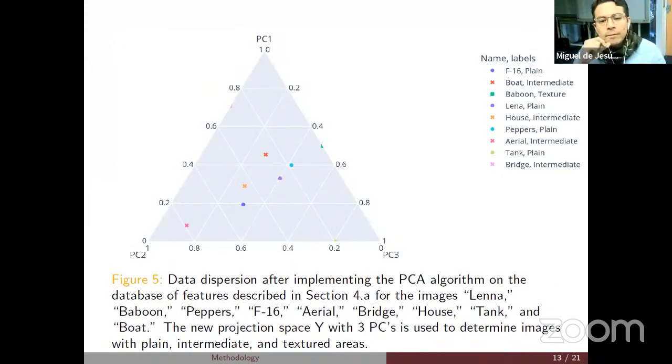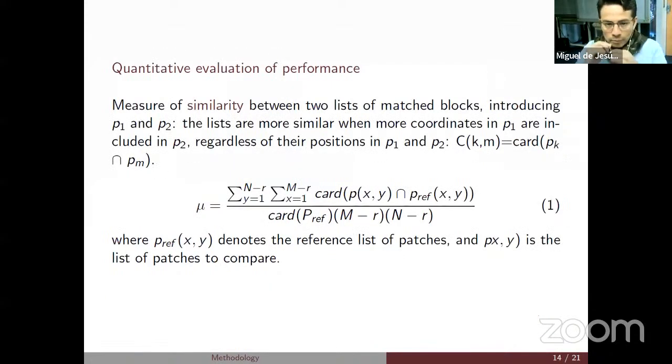Even if we implement principal component analysis, using only two main components, we can't find a very clear separation. So we need to implement three dimensions, three components, to separate these classes of images. So of these two best approaches for unsupervised learning, K-means was the better of the two.